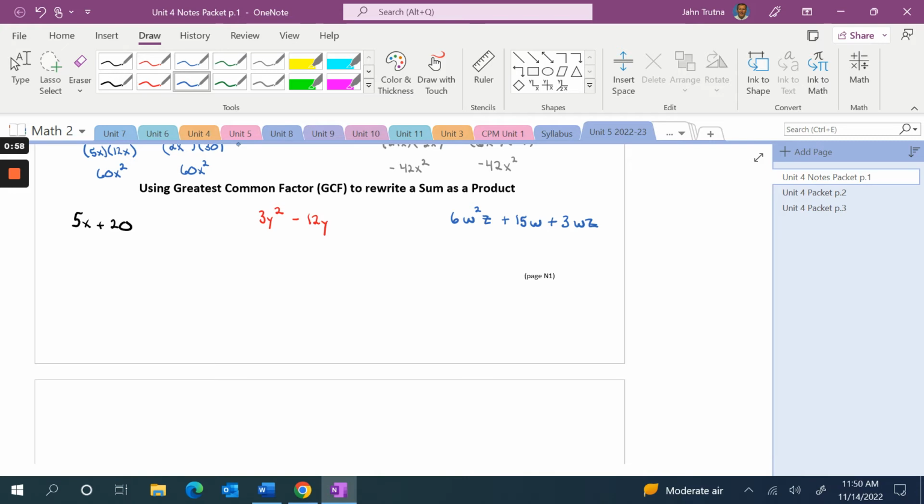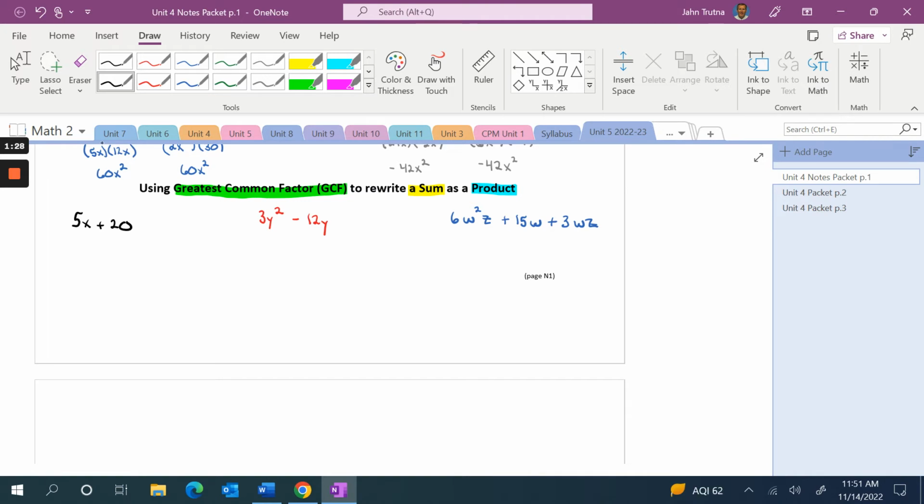All 3 examples here are written as sums. So we are starting with an expression, all 3 of these. They are what are called written as a sum. And what we're going to do is change them into a product, and we are going to be using the greatest common factor, which is abbreviated GCF. So here's how we do it. There's a couple ways we can do it.